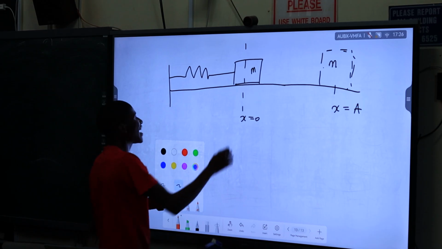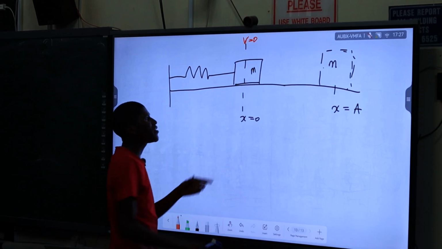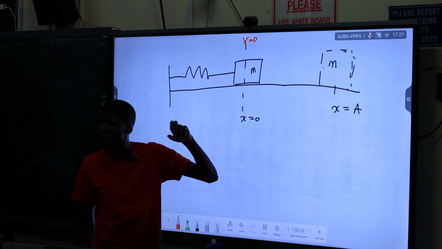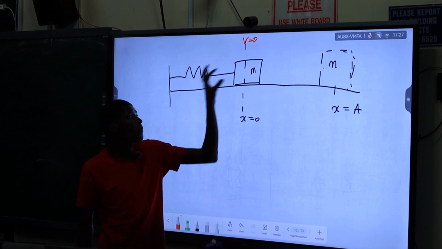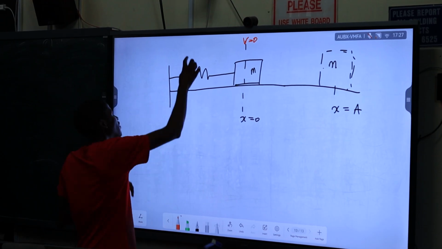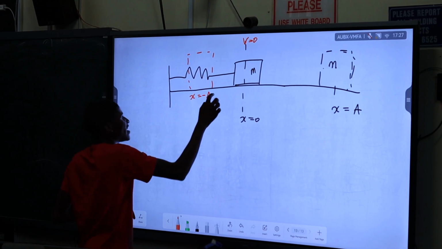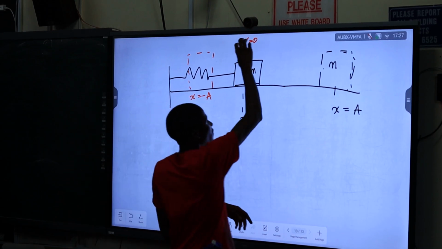What is the velocity when it's here? 0, right? Even when it's coming back, the velocity is 0. Yes, it will stop for a moment, but due to the force, it will still continue moving to the other side. This is the other endpoint that you know of in simple harmonic motion, negative A. So here too, v equals 0.